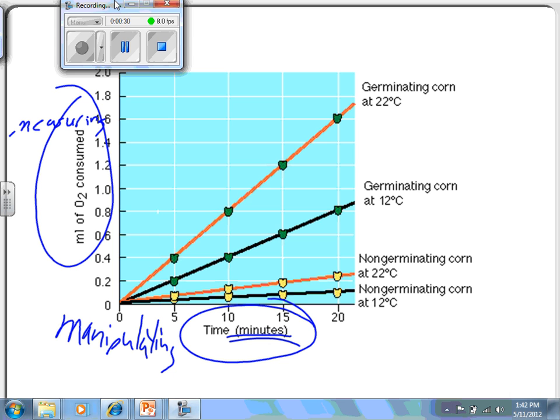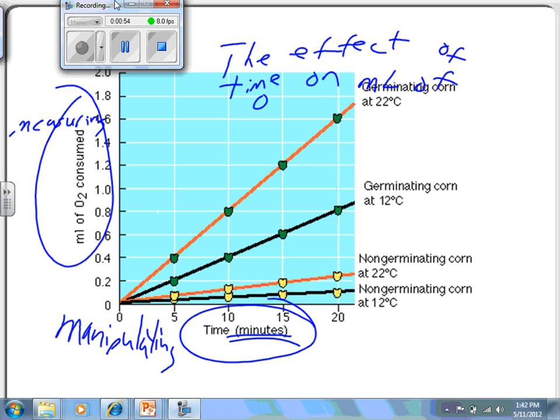Something that's not on this one that you always want to include is a title. And the surefire way to get credit on the AP exam for giving this a title is say something like the effect of your independent variable, in this case time, on your dependent variable, in this case milliliters of oxygen consumed. Again, make sure for both your variables you have units.